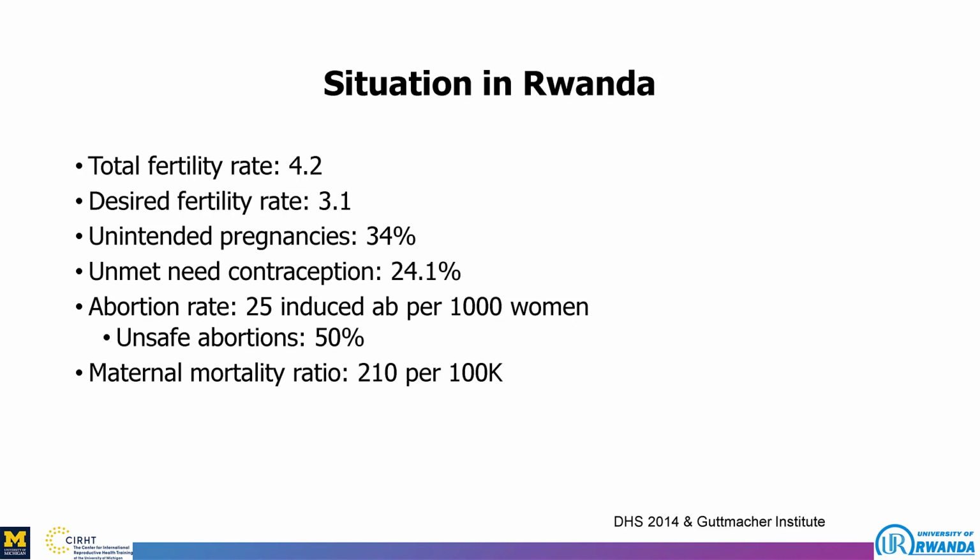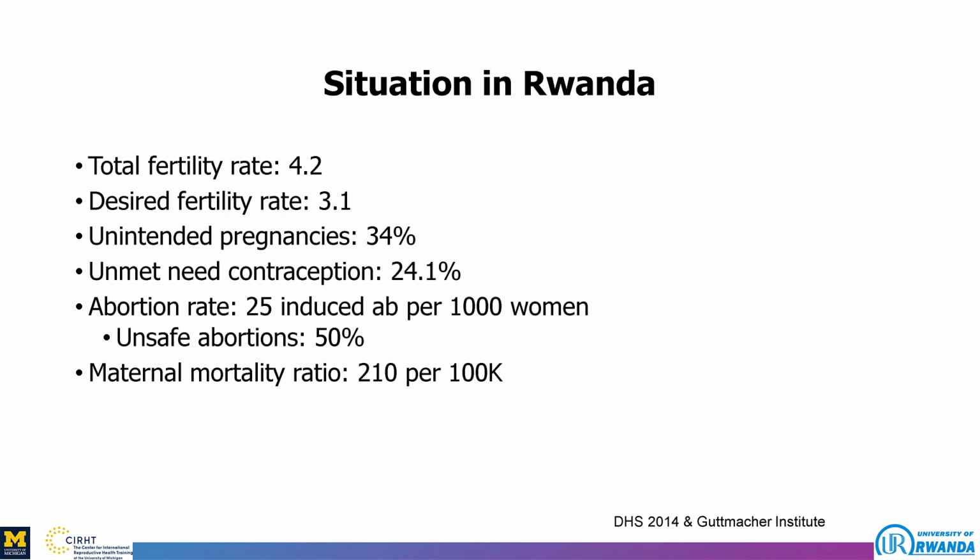We are going to talk about the situation in Rwanda briefly. The total fertility rate currently, from DHS 2014 and Guttmacher Institute reports, for Rwanda is 4.2. The desired fertility rate is 3.1. So you can see that there's a big discrepancy between the desired and the current total fertility rate. And this gap can only be narrowed by access to family planning methods.